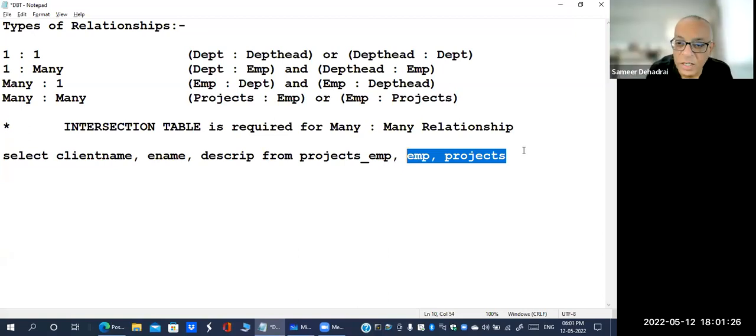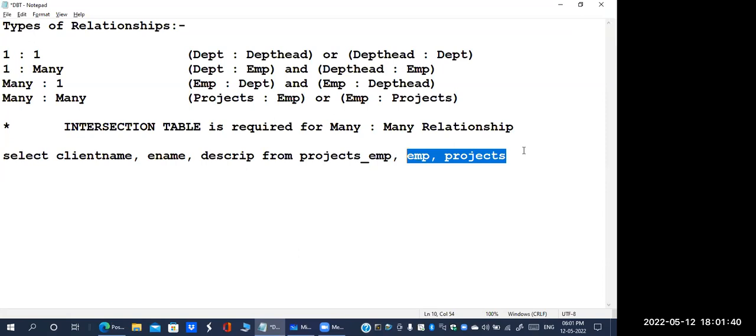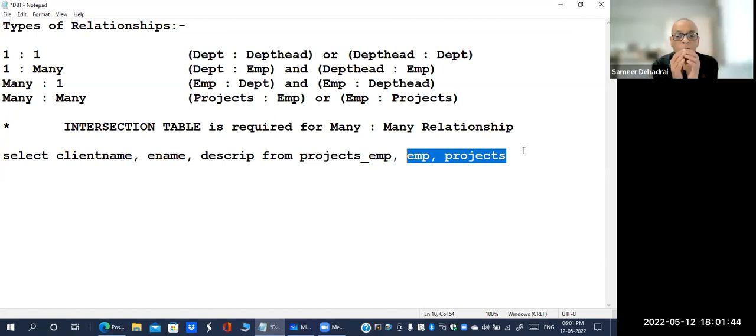Actually, this is a tough question. Will the EMP table have more rows or will the projects table have more rows? It depends on the application. It depends upon the industry. In a small company of 10 people or 20 people, I'm going to have 10 programmers working on 20 projects.